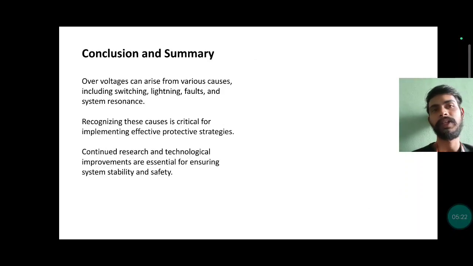The next one, conclusion and summary. Over voltages can arise from various causes, including switching, lightning, faults, and system resonance. Recognizing these causes is critical for implementing effective protective strategies. Continued research and technology improvements are essential for ensuring system stability and safety.